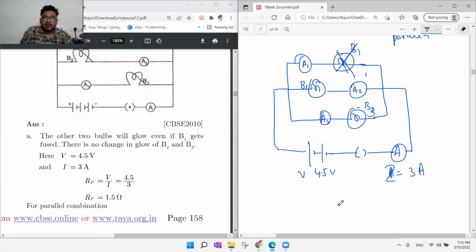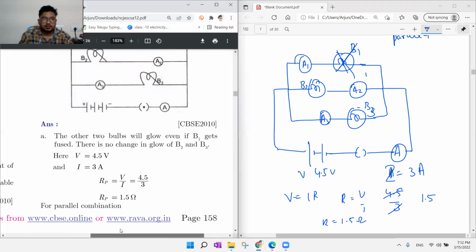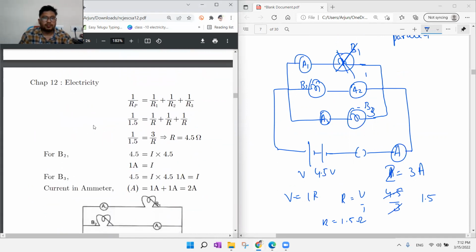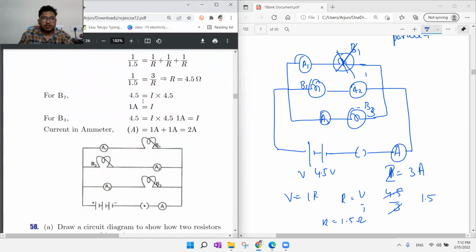Now if you try to find the R value, we know V is equal to IR, so R is equal to V by I. 4.5 upon 3, 3 ones are 3, 1.5. So the R value we got is 1.5 ohm. And for parallel connection, for B2, which is connected in parallel, the V value will be the same, 4.5, but the I value will be I2. And what is the R value? The R value is the same, that is 1.5.